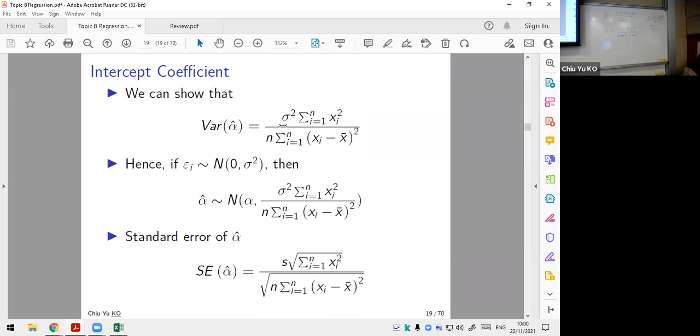And beta also depends on epsilon i because beta, remember, the formula will be the sum of x_i minus x bar times y_i minus y bar, over the sum of x_i minus x bar squared. So these are constant. These change according to the epsilon. So the variance of alpha will be related to the epsilon i, which is sigma. So that's why you see this formula there.